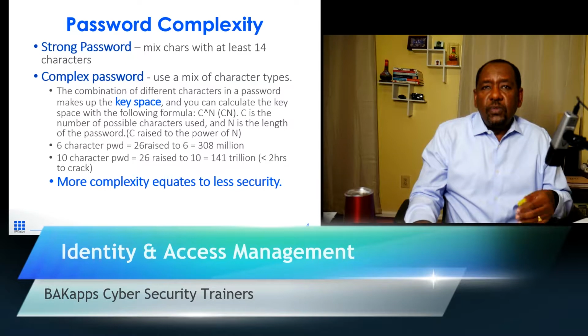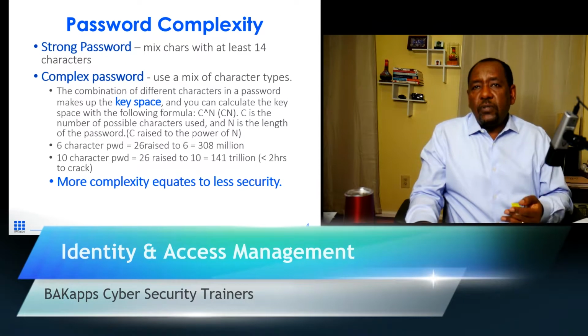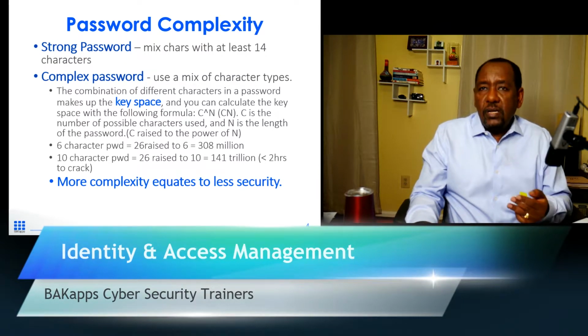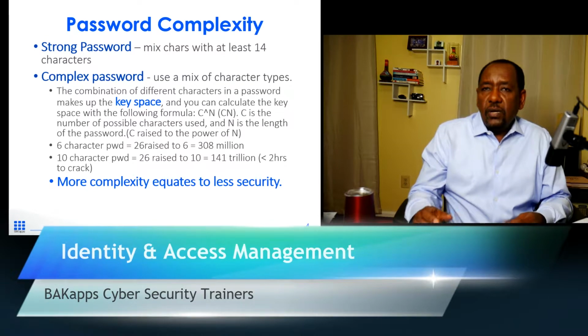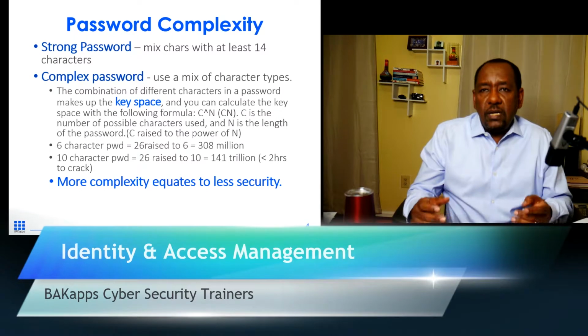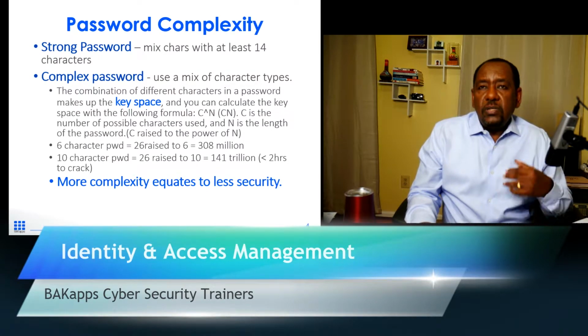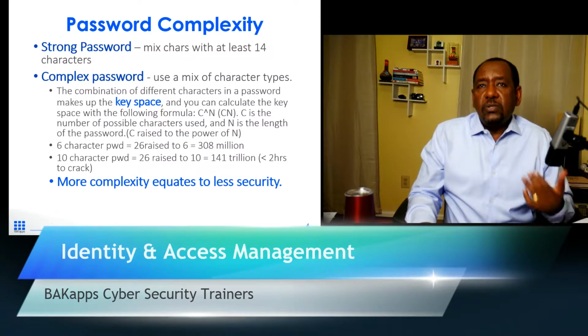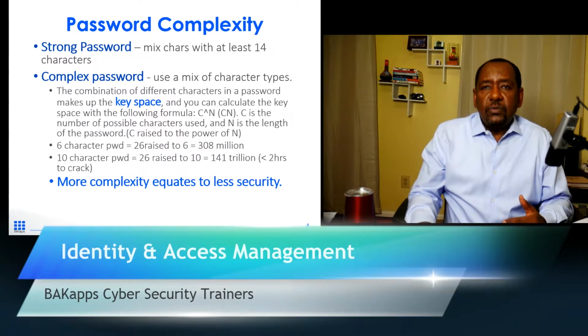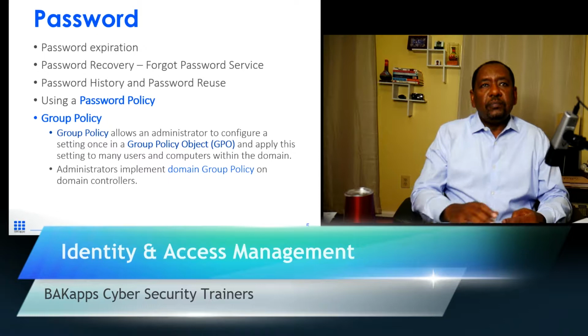And if you make it a 10-character password, which is 26 to the power of 10, it goes to 141 trillion. Again, with the help of powerful computers, they can break it in less than 2 hours. So basically, a strong password is currently considered to be at least 14 characters.